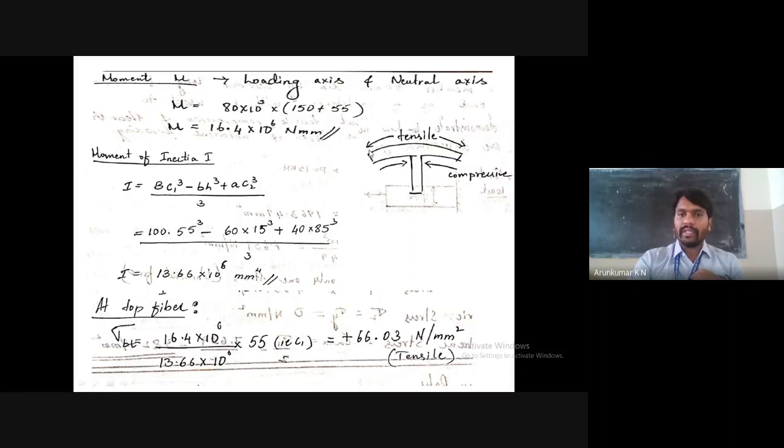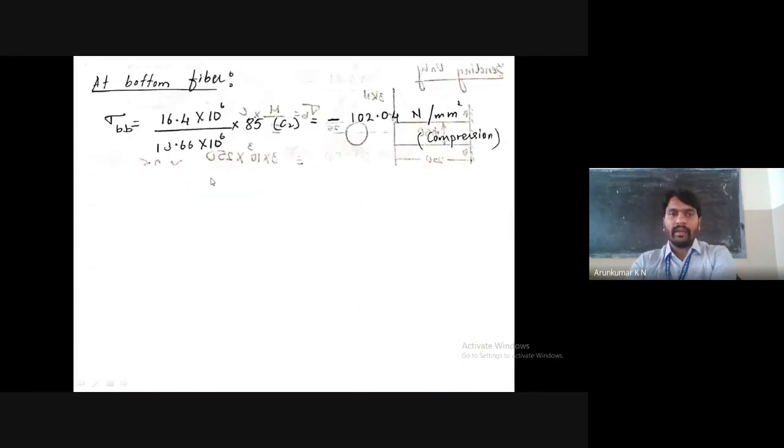To find out the stress at the top fiber, M by I into C. What C do we need to take? The distance from the top fiber to the neutral axis. What is that? C1. So we get the top fiber stress, that is sigma B, plus, the tensile. Same thing at the bottom fiber, the equation remains the same. M is the same, I is also the same, multiplied with C2, the distance from the neutral axis to the bottom fiber. It's 85 mm. We need to take that negative because of compression. So we get around 102.04 N/mm².